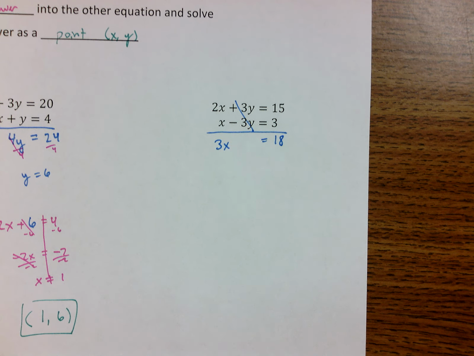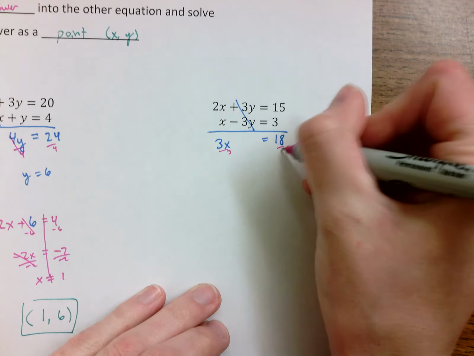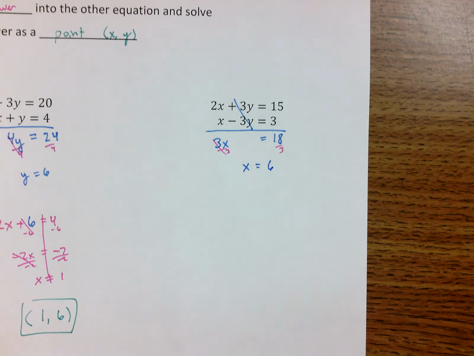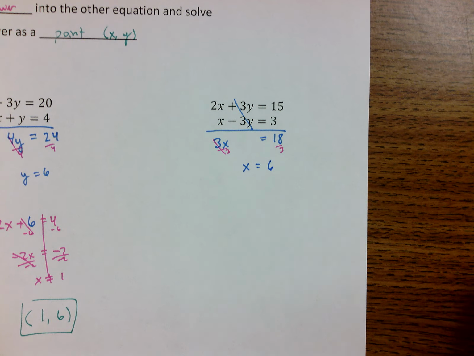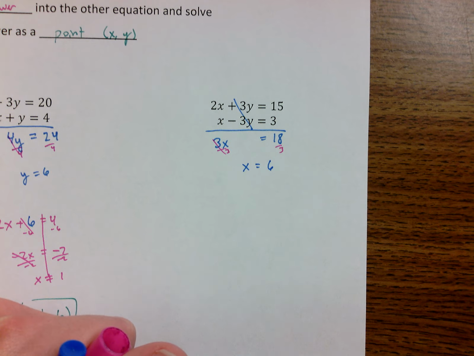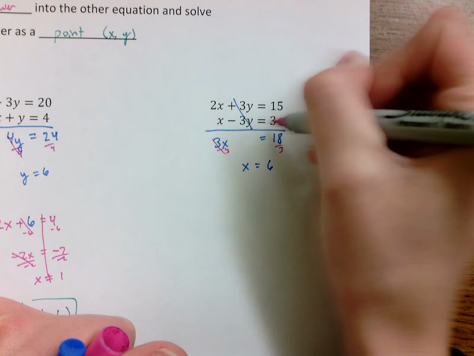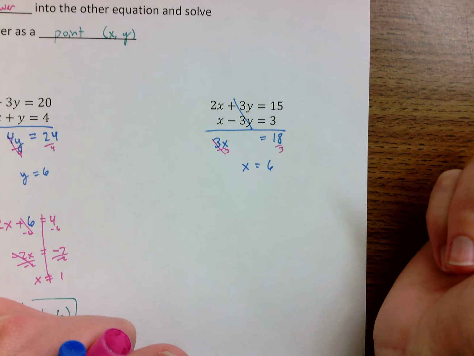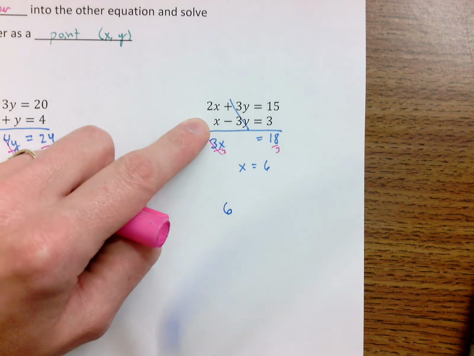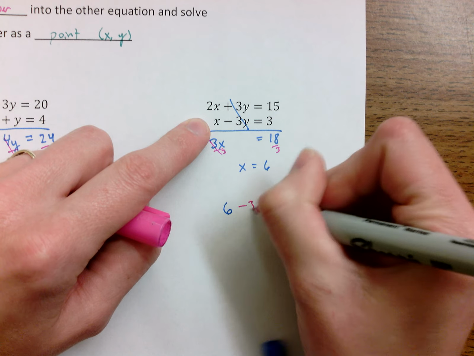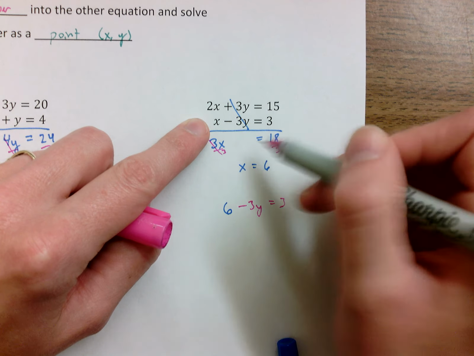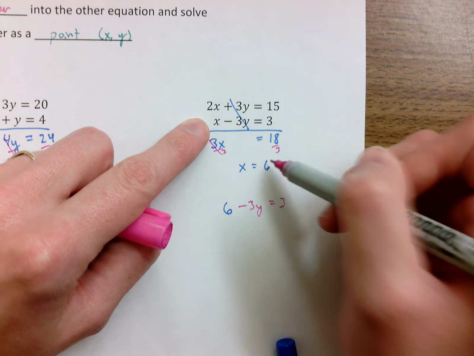Okay, we know how to solve that, right? I want to get the x by itself, so I'm going to divide both sides by 3. So x equals 6. And now that I've got that answer, go back and plug it into either one of your equations. It doesn't matter which one. I think I'm going to use the second one again, just because it looks a little easier to me. So I'm plugging in 6 for x, so it's going to be 6 minus 3y equals 3. So that's this equation here, but I replaced the x with a 6.